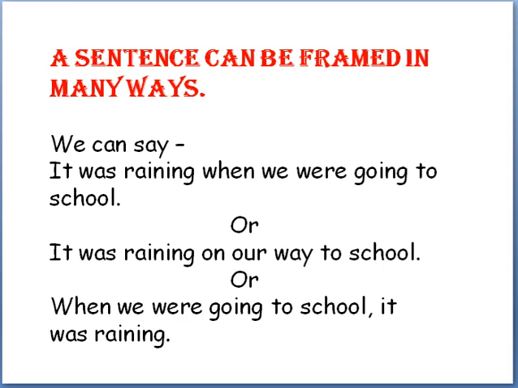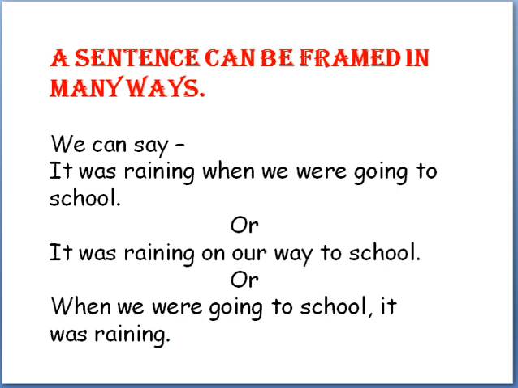Okay, it is not wrong if we write a sentence in a different way, as long as the meaning is not harmed, or the meaning remains unchanged. Look at the example here. It was raining when we were going to school. It was raining, this is one action. We were going to school, this is another action, and these two actions are joined by this conjunction when. Okay, it makes a meaning in this sentence.